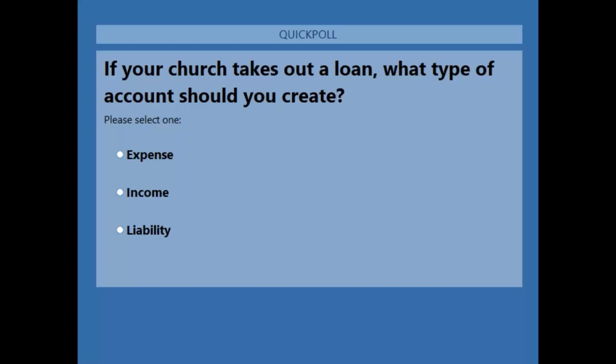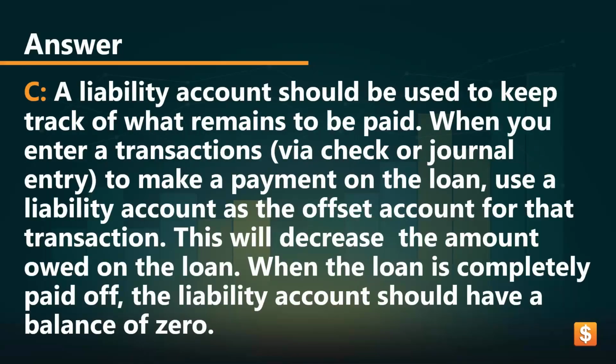Second question, if your church takes out a loan, so something that you owe and you're going to pay back, how would you put that? Would it be income, expense, or liability? And everybody agrees it is a liability account. So anything that you owe that you plan to pay.